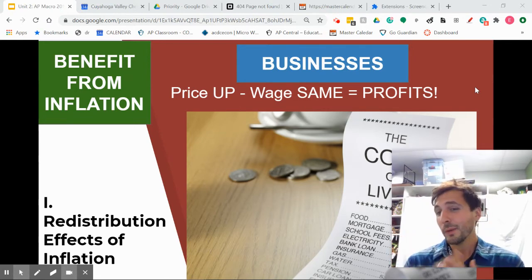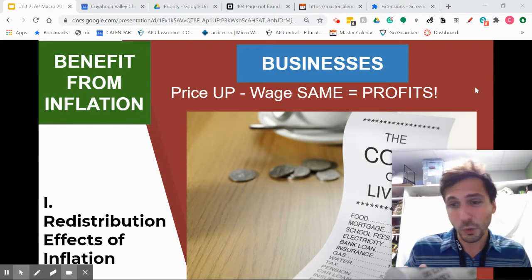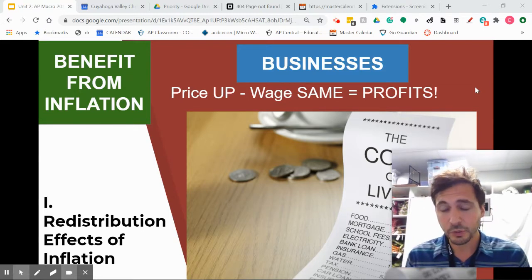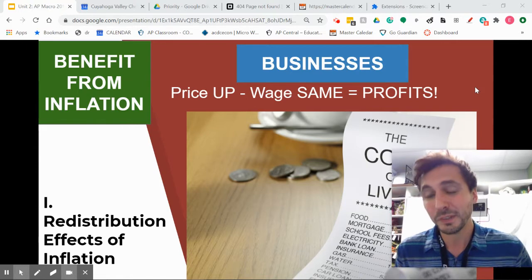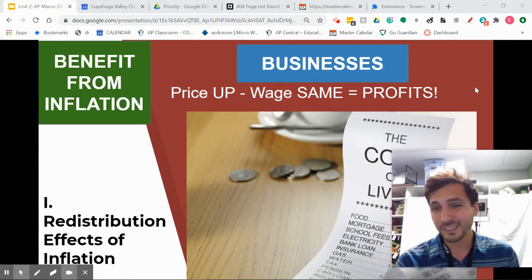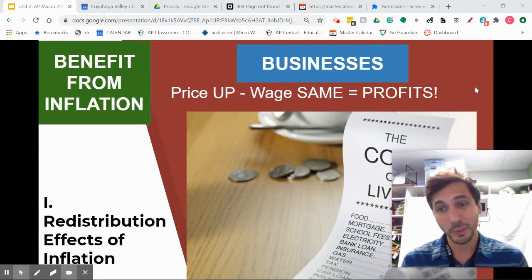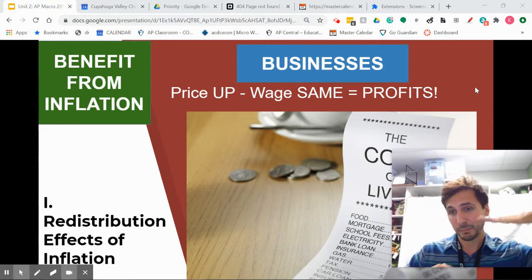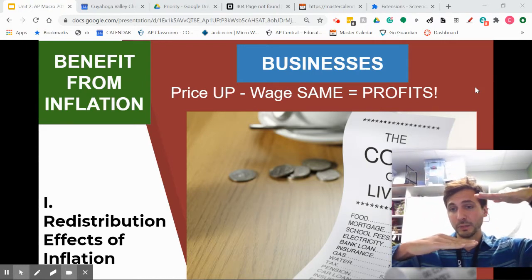If you think about it, when I hire somebody, normally I hire them on a contract. So I might hire them at the same salary for the next 3 years. Well, it's not until those 3 years are up that we renegotiate those wages. So that means when prices rise, wages stay where they are.